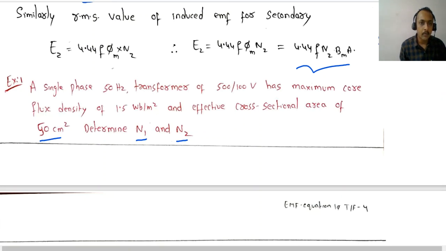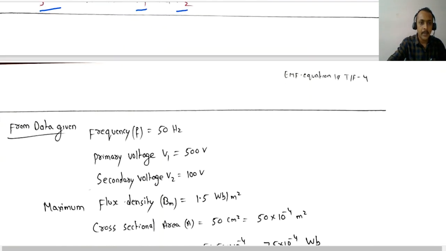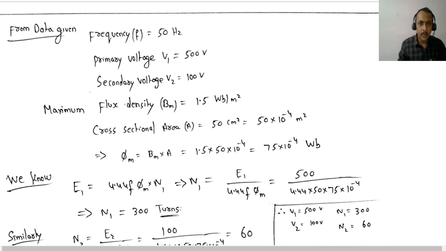He gave you the frequency of the supply, 50 Hz. Observe from the data given, we can observe the frequency is given as 50 Hz. Primary side voltage V1 equal to 500 volt. Secondary voltage V2 equal to 100 volt. Maximum flux density Bm equal to 1.5 Weber per meter square.